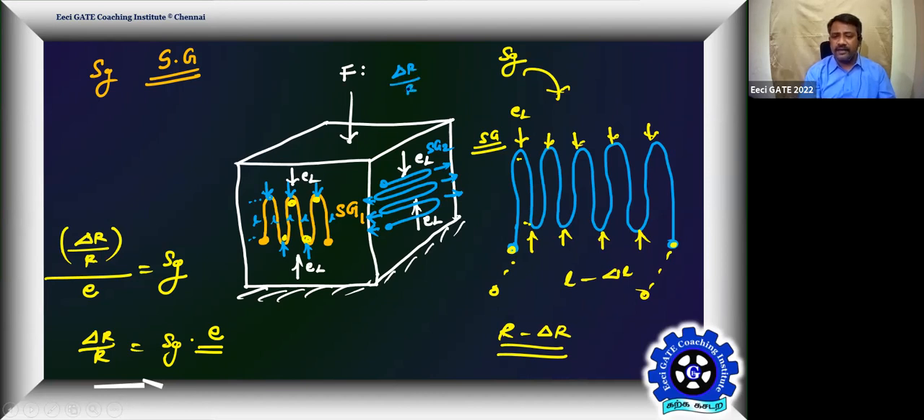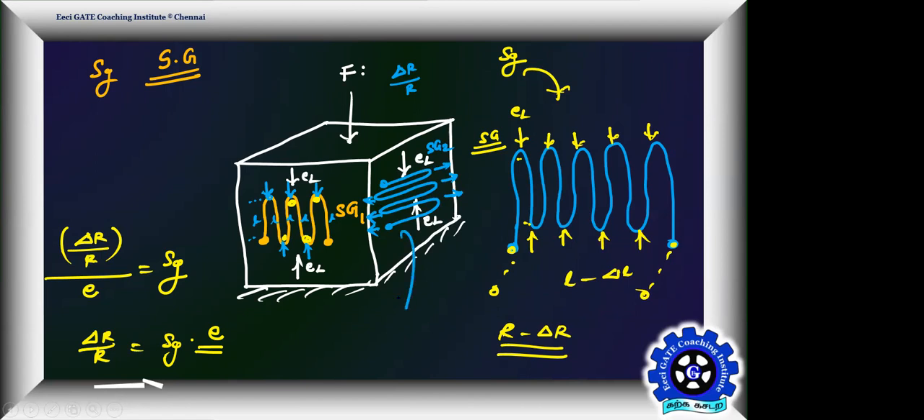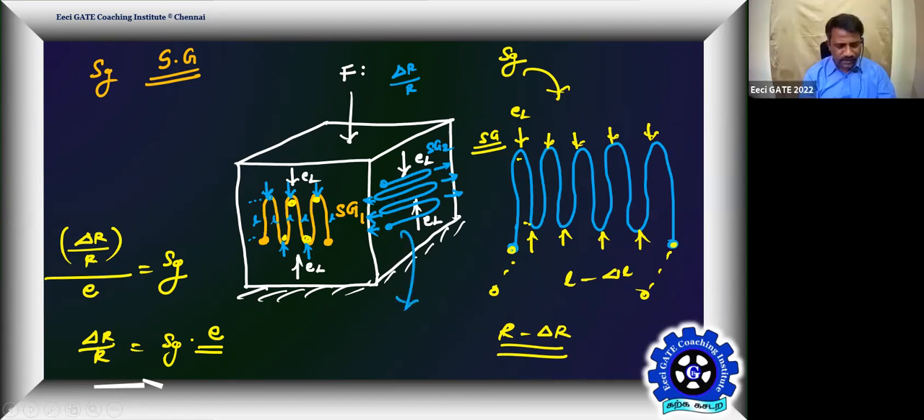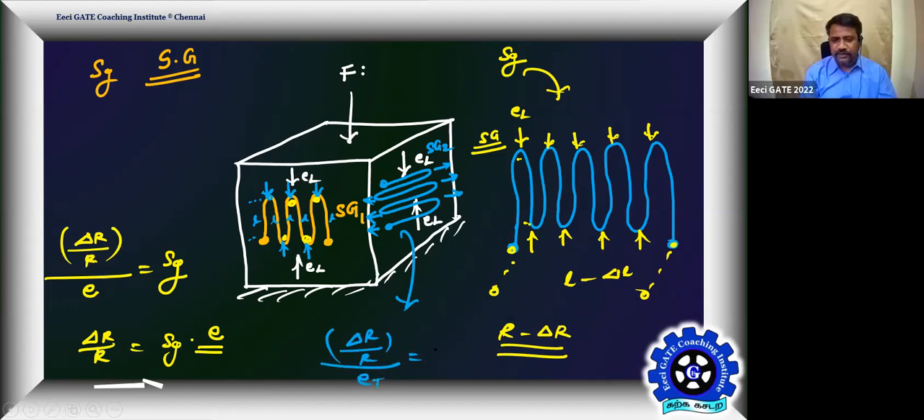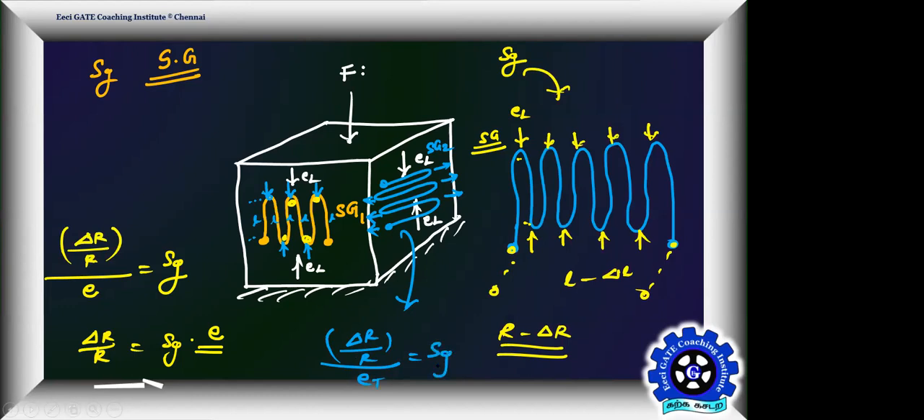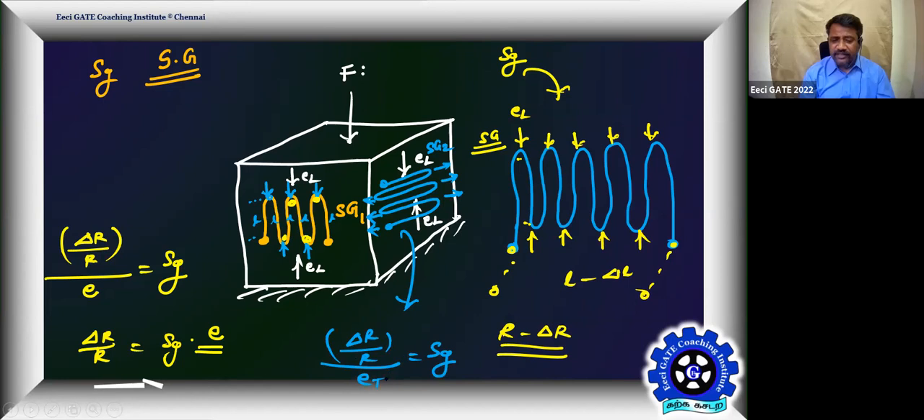Delta R by R divided by what? Change in resistance of the second gauge, divided by ET. Yes, tell me what has to be done. All of you getting? Divided by ET only. Delta R by R divided by ET is equal to SG, the gauge factor. But what is your ET?